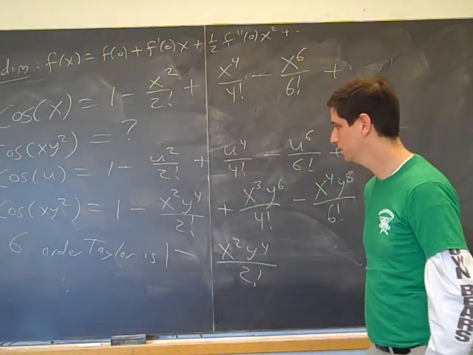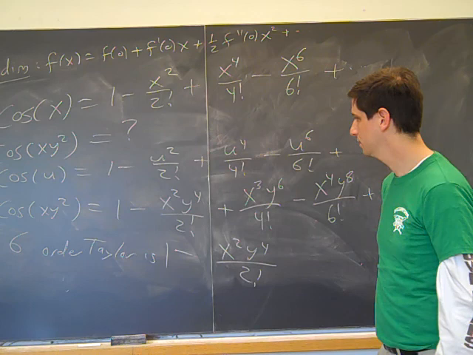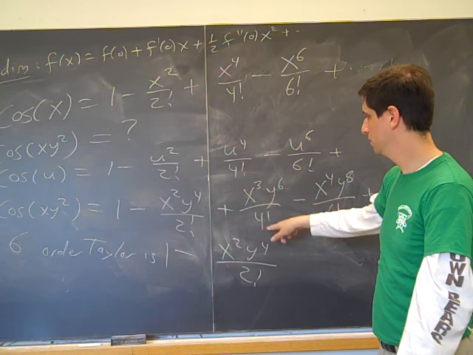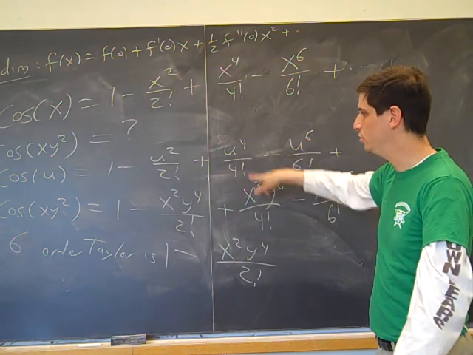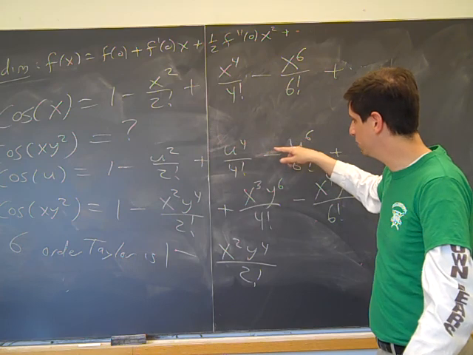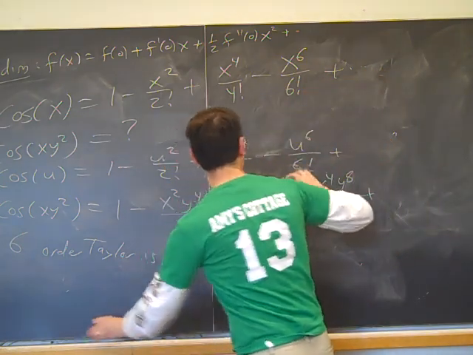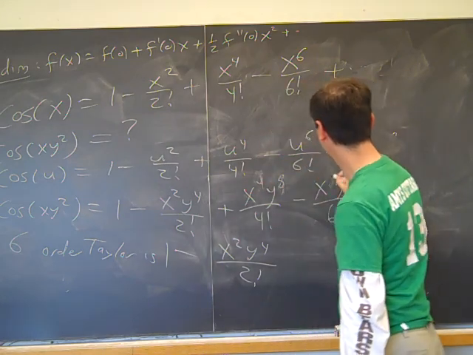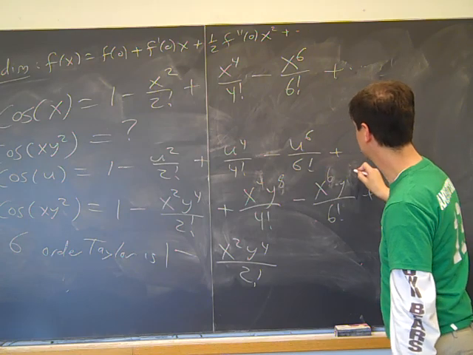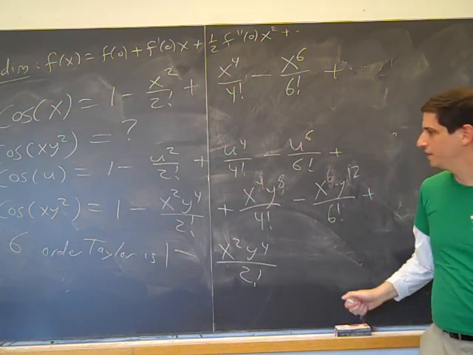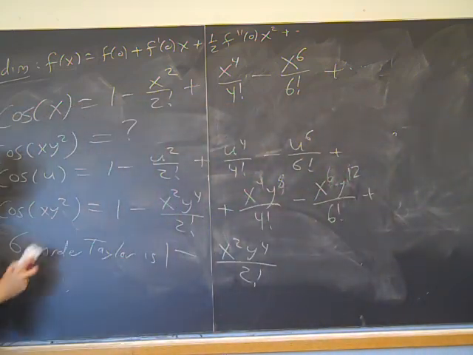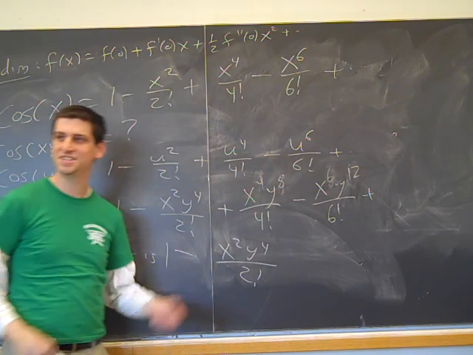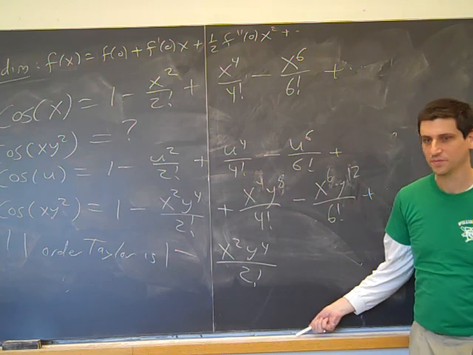Yes? Why is it x cubed and not x to the 4th, y to the 8th? Which one? This one? Oh. I'm just replacing u with xy squared. Oh wait, did I do something wrong? Oh, sorry, yes. Thank you, you're right. I did this wrong. So this should be to the 4th power. It should be x to the 4th, y to the 8th, and then this should be x to the 6th, y to the 12th. Thank you. So in fact, the 6th order Taylor series is still this. But the 7th, 8th, 9th, 10th, all the way up to the 11th order Taylor series is still this. You're absolutely correct. Okay. All right.